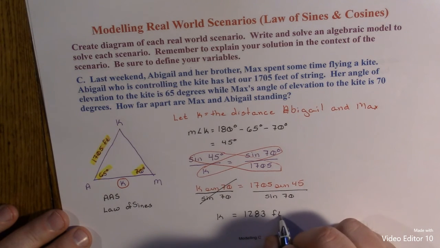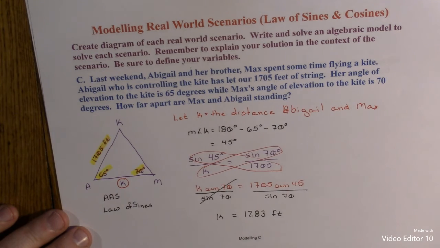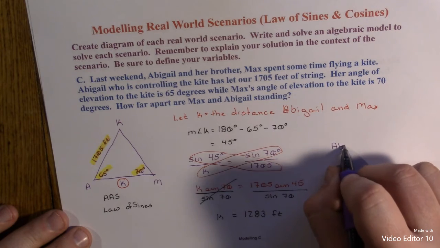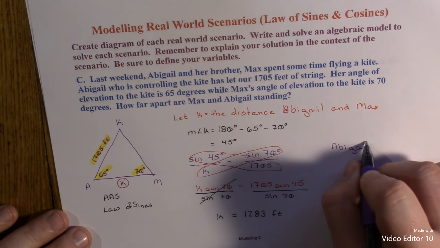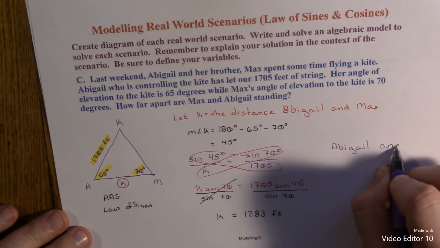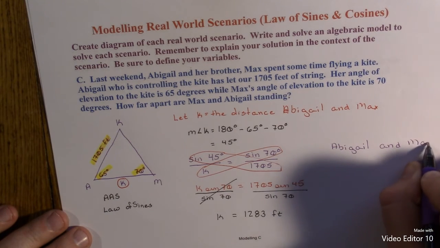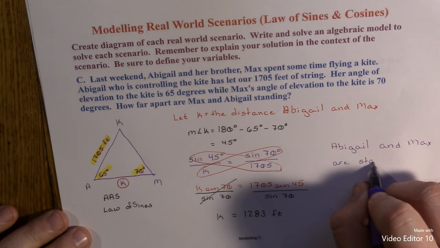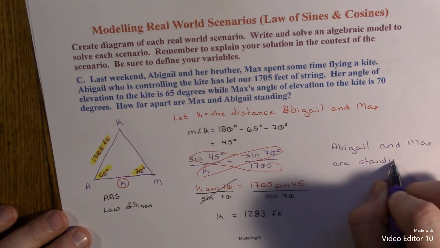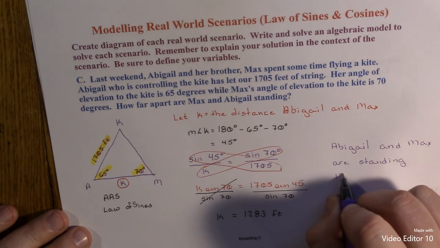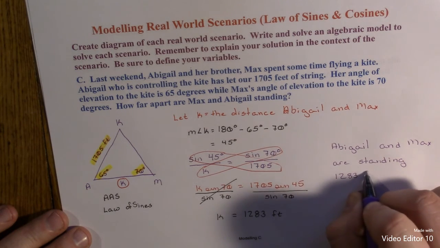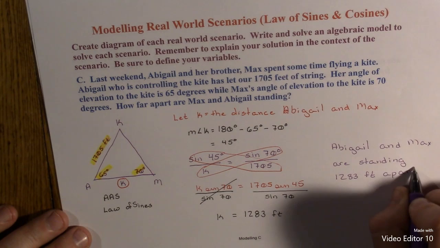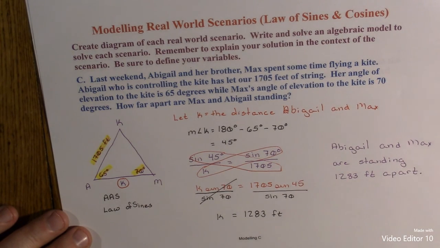1,283 feet. So if we answer in the context, we are able to say that Abigail and Max are standing 1,283 feet apart. And there, ladies and gentlemen, is scenario C.